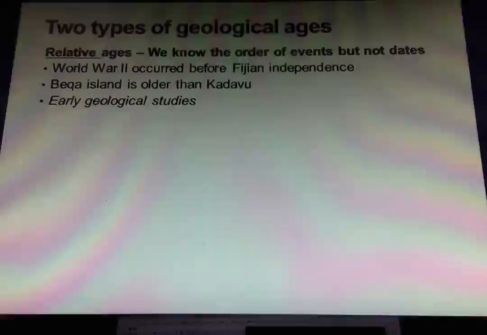For example, we know that World War II occurred before Fiji achieved its independence. One is relative to the other, but we don't have two exact dates in this case. Benga Island is older than Kandavu, we know it, but we don't have exact dates to explain the difference. So these are two examples of the approach taken in early geological studies. Something is older than something else. Something is younger than something else. No exact dates. Everything is relative.